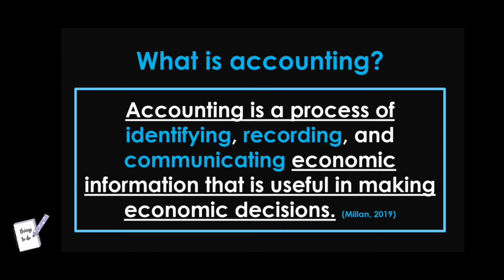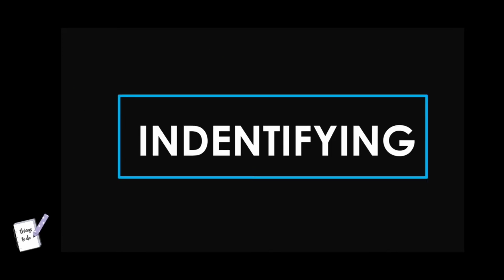Now moving on, we have three essential elements of the definition of accounting. But before that, let's read again the definition. Accounting is a process of identifying, recording, and communicating economic information that is useful in making economic decisions. So the three essential elements are identifying, recording, and communicating. Let's discuss one by one. First is identifying. The accountant analyzes each business transaction and identifies whether it is an accountable event or non-accountable event. Only accountable events are recorded in the books of accounts. Non-accountable events are not recorded.